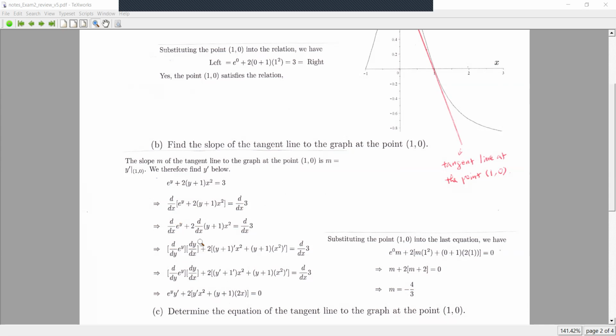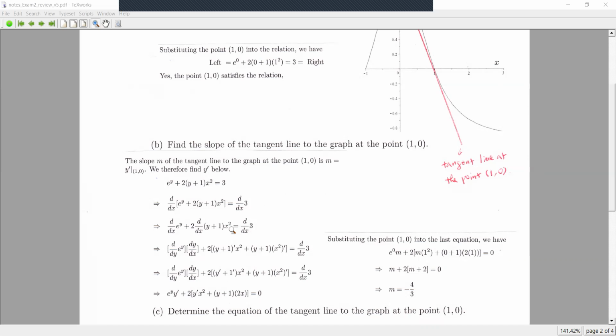To compute the second derivative, we apply the product rule because the function is a product. Y depends on x. Y plus 1 therefore depends on x. So y plus 1 is a function of x. X squared depends on x. It is a function of x. So y plus 1 times x squared is a product of two functions.